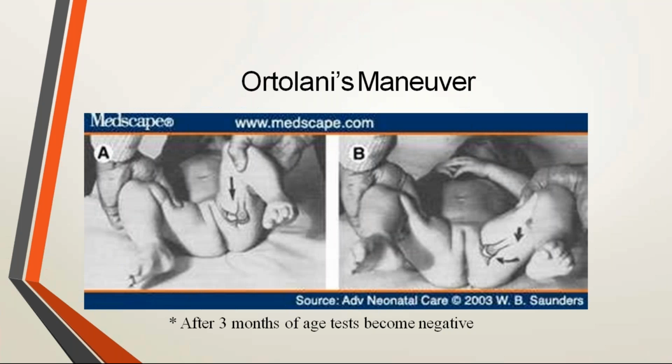How do you do this test? I'll tell you. This is Ortolani's maneuver. Keep the baby safe on a couch and tend to. This is the first picture, where there is an already dislocated hip.